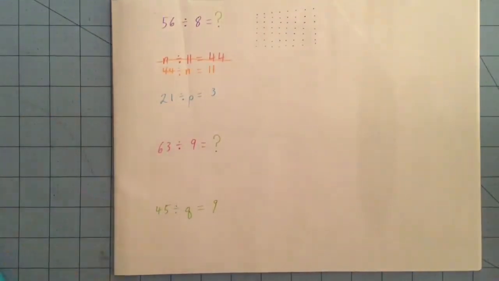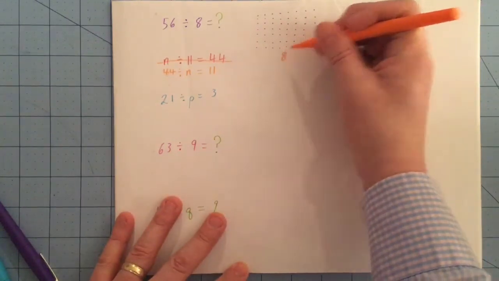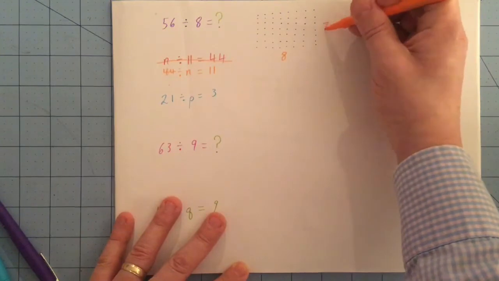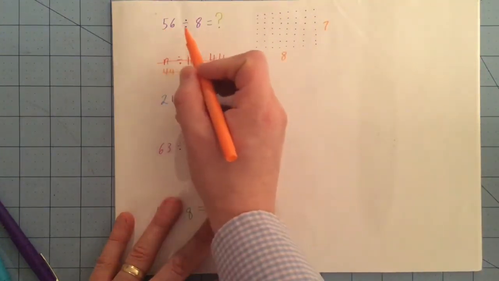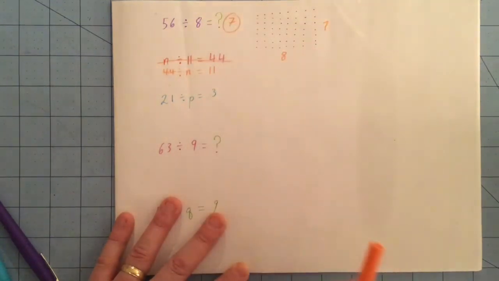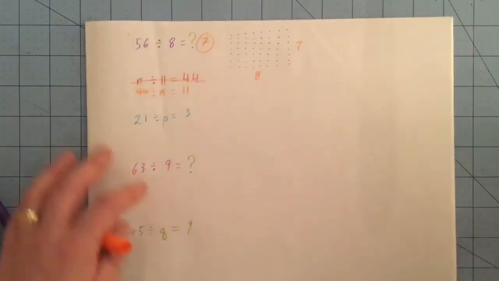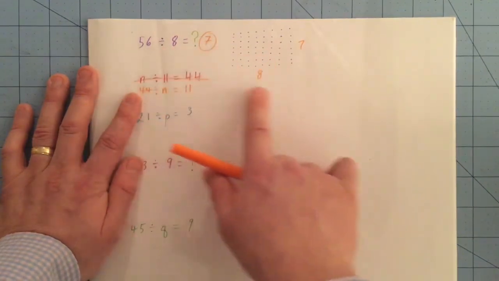Oh my gosh, that took forever. But we have an answer. We know that we've got 8 here and 1, 2, 3, 4, 5, 6, 7 there. We've got a 7 by 8 array, so 56 divided by 8 equals 7.